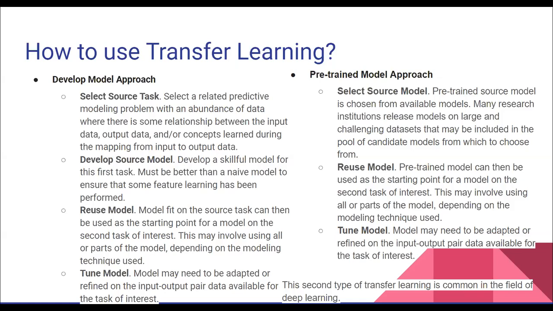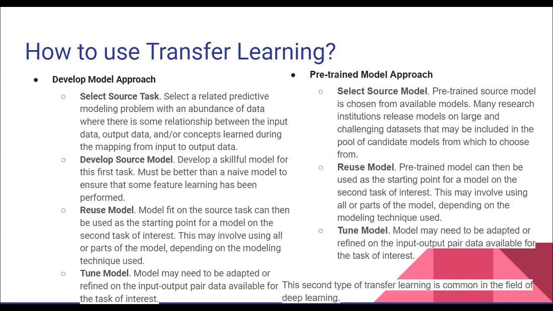So after you develop the source model, you can now reuse that model as a starting point for your own model on the second task of interest. So basically what you did now was you developed the model. Now you use that model on one task, and now you're going to make another model using parts of that model or all of that model to use it in the second task of interest.